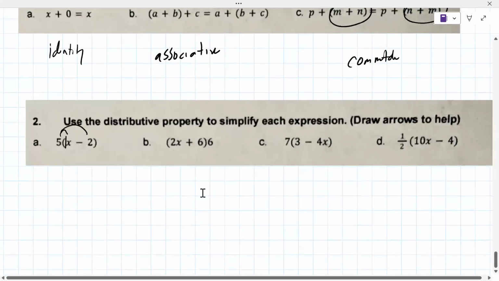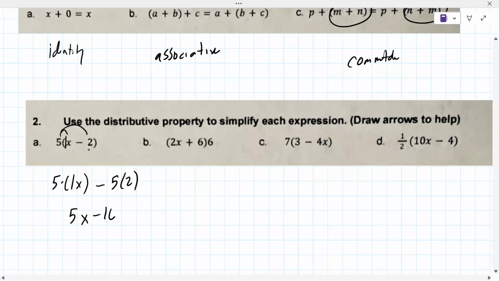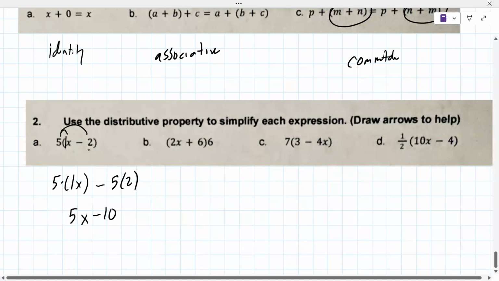But we're going to have the number 5. So you put the 1. It's 5 times 1x, minus 5 times 2. 5x minus 10. Yes. Are those like terms? Yeah, I think so. Wait, where's the x? There's no x. So these are not like terms, so you can't combine them.